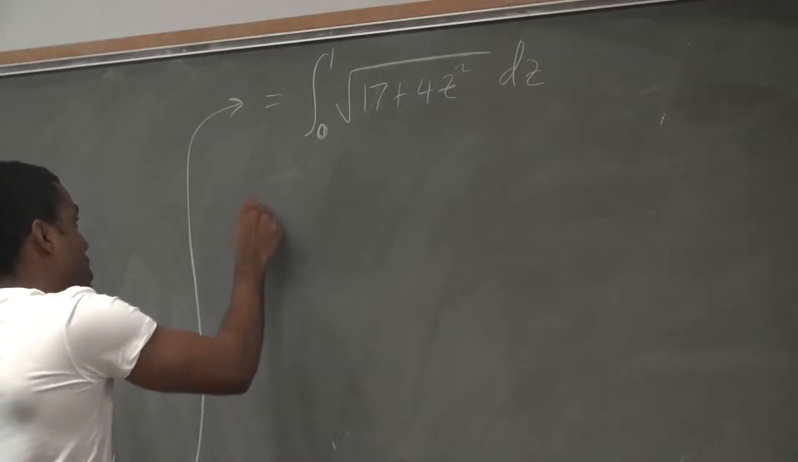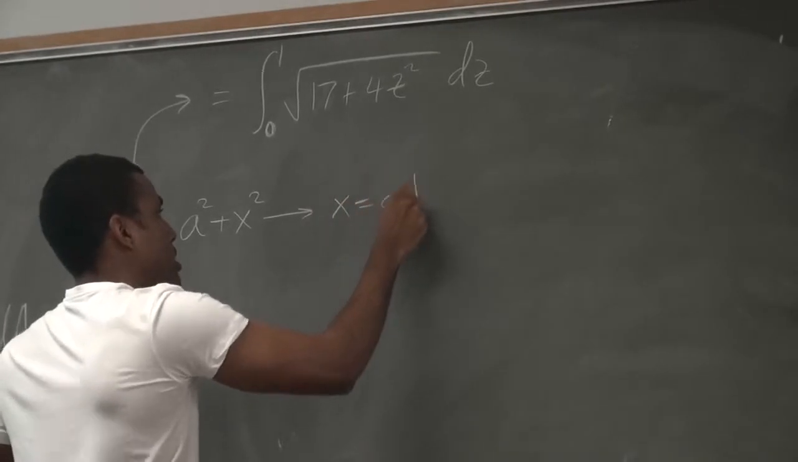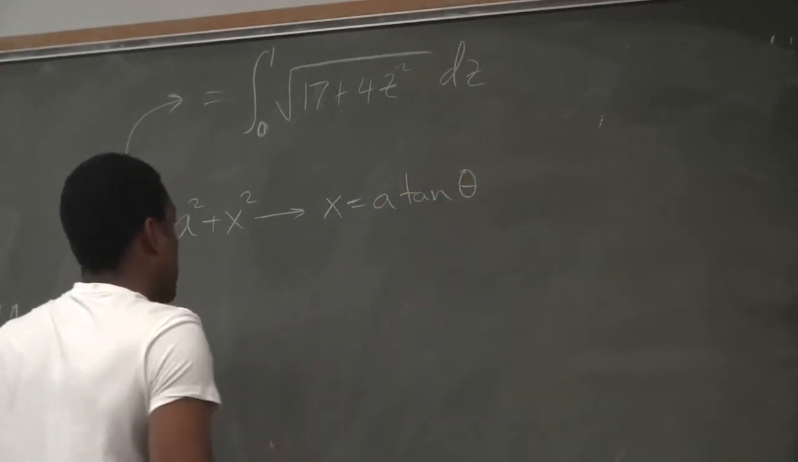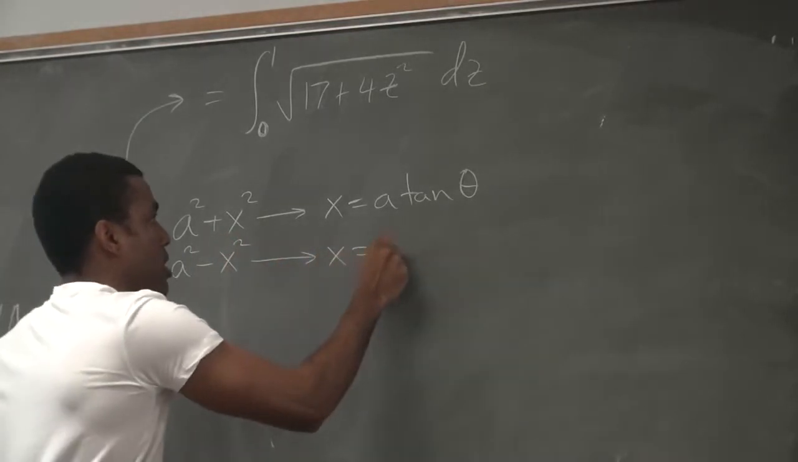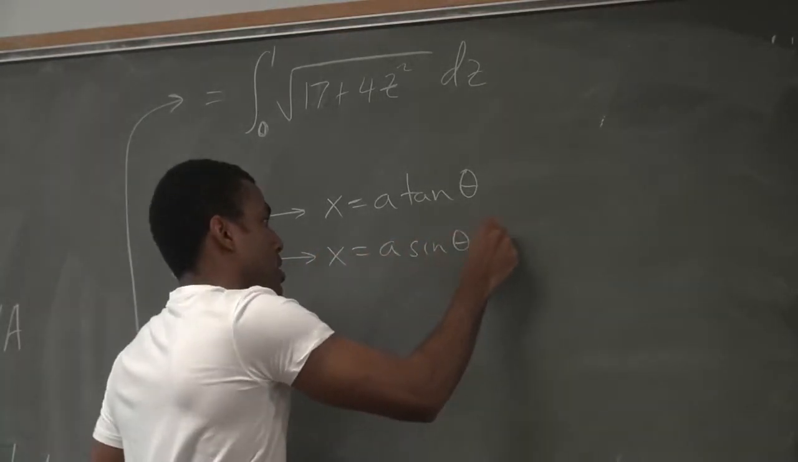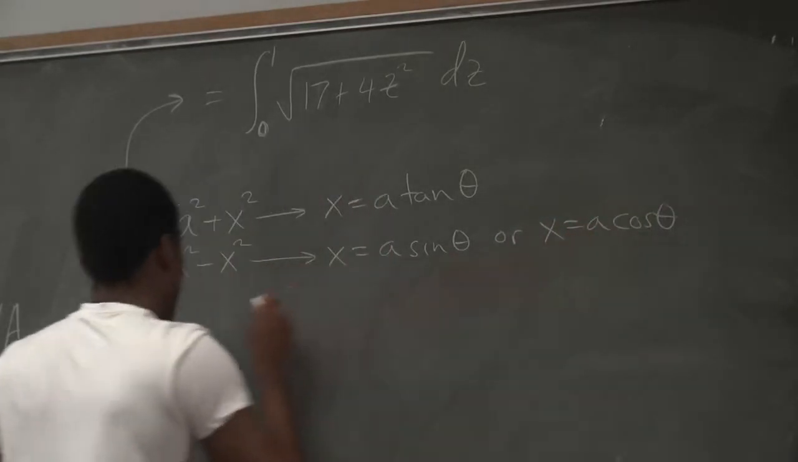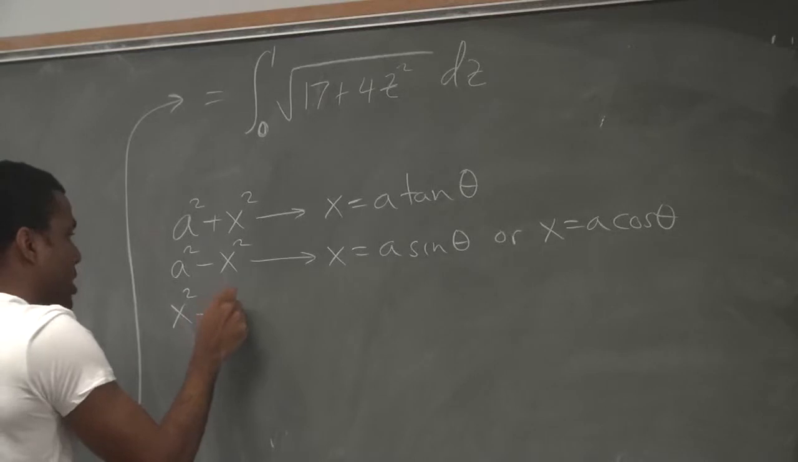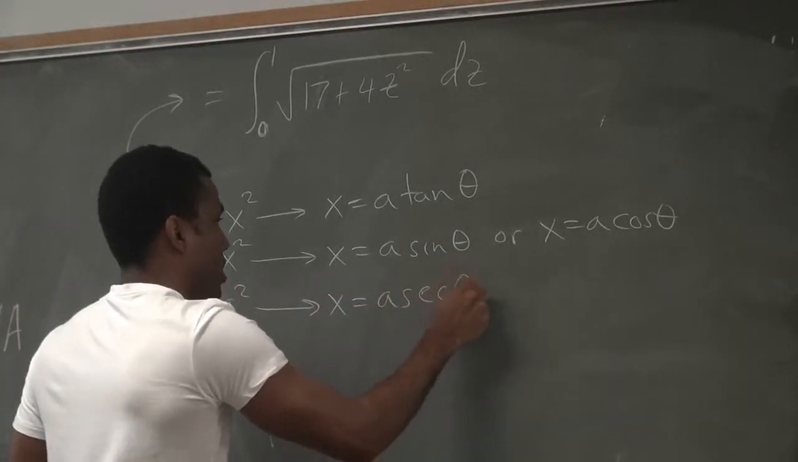If you had a squared plus x squared, you substitute x equals a tangent theta. Remember that? And if you have a squared minus x squared, you substitute, oh yeah, I recall. There you go. Wow. I'm so glad you're here to remind us.